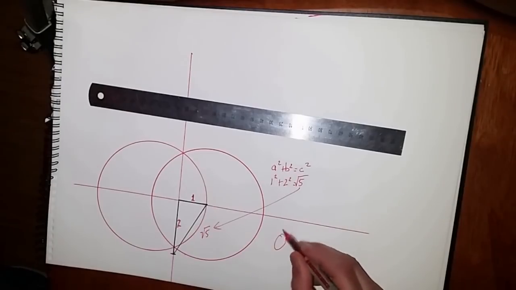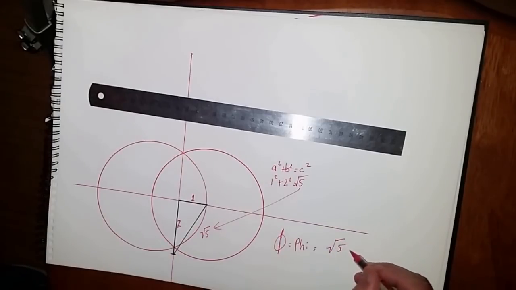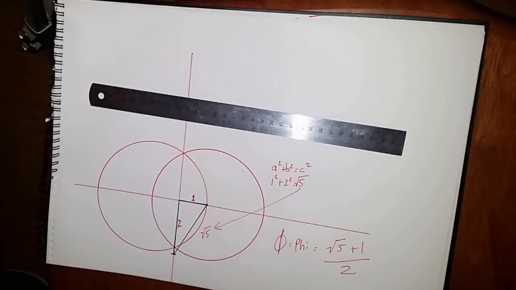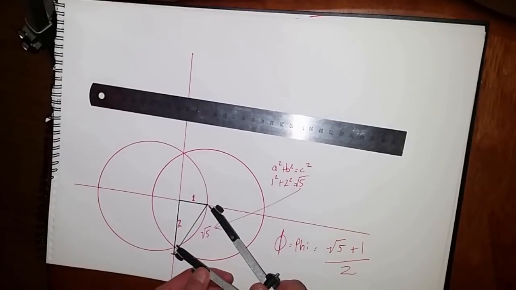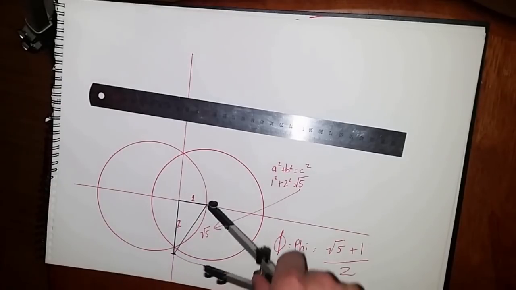Now the golden number, or phi, is equal to the square root of 5 plus 1 over 2. Okay, so I'll show you the construction and I'll start on a fresh piece of paper. Now what we need to do is set this compass to that square root of 5 length.